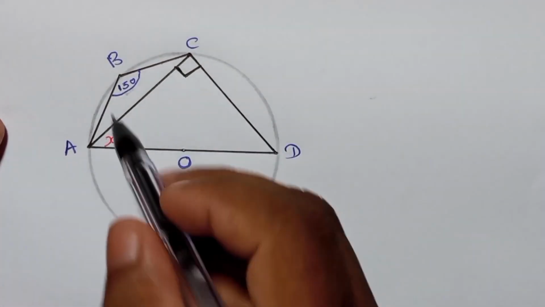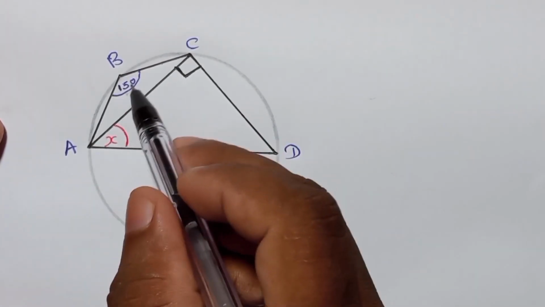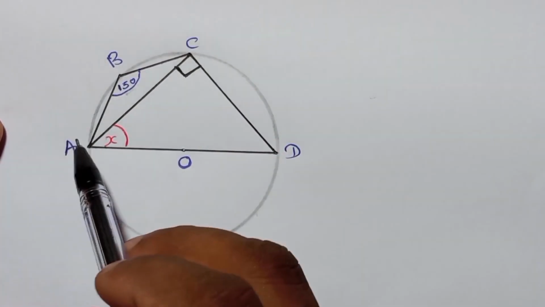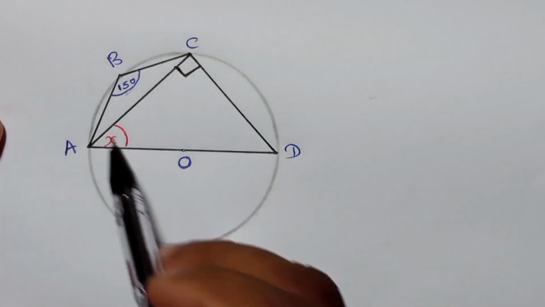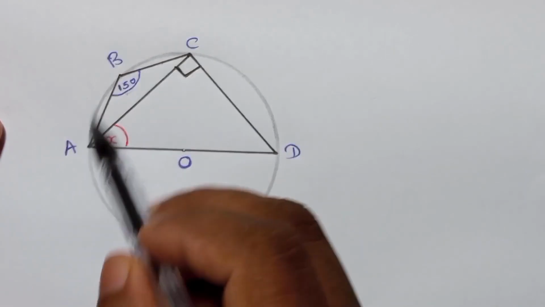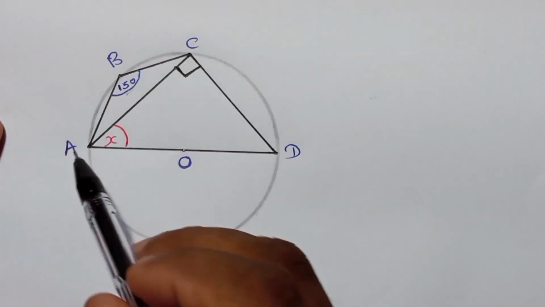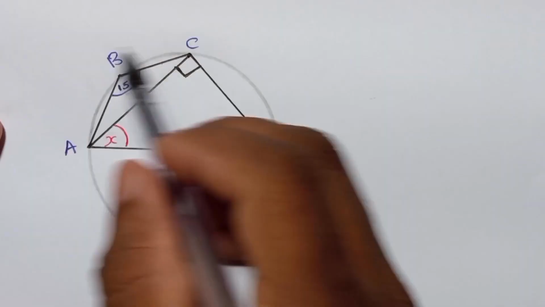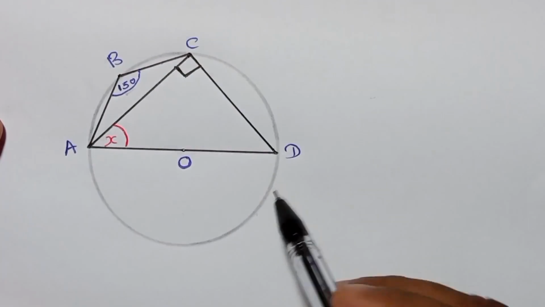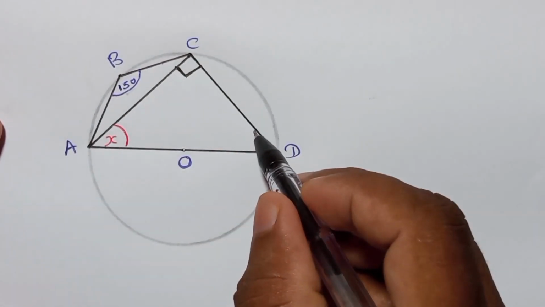And also, this is 150 now. ABC, this angle is 150. Now you can see here ABCD is a cyclic quadrilateral. This is a quadrilateral with sides AB, BC, CD and AD. These are the four sides, and all vertices are on the circumference. Right? So that's why this is a cyclic quadrilateral ABCD. So if this is 150, this should be 30.